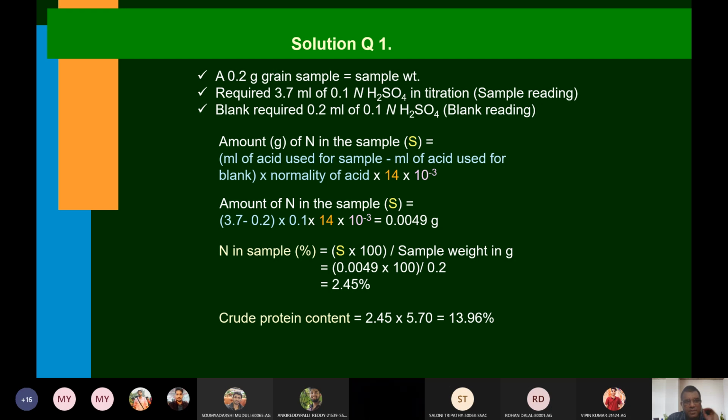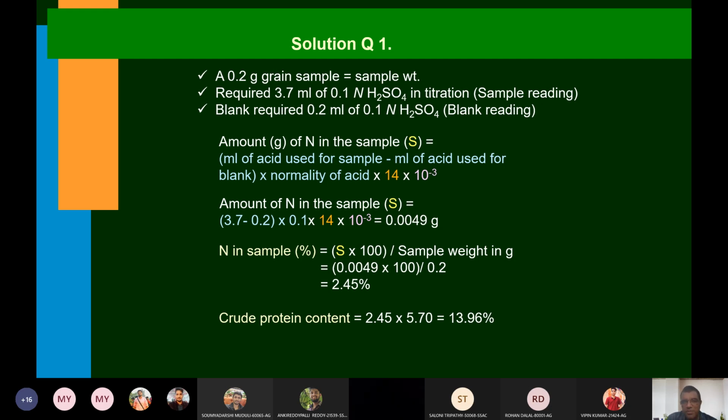Now, amount of nitrogen in the sample: ml of acid used for sample, you must be remembering this formula, minus ml of acid used for blank, into normality of acid, into 14, into 10 to the power minus 3. So now 3.7 minus 0.2 is your ml of acid used, into normality. So it gives you milliequivalent, into 14, the equivalent weight, and into 10 to the power minus 3. This many grams of nitrogen is there in 0.2 gram sample. In 0.2 gram sample, 0.049 gram of nitrogen is there.